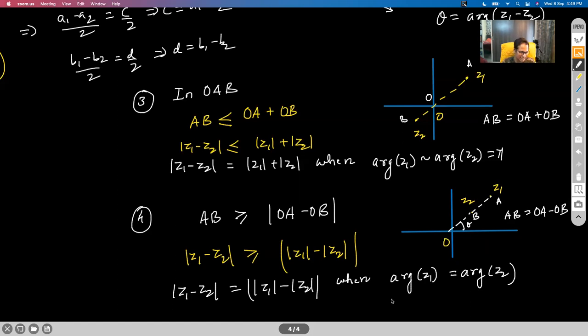So let me summarize these triangle inequalities, because they are going to be very, very important and we'll take one question based on that. Please note down everything and do let me know if you have any concerns and queries.